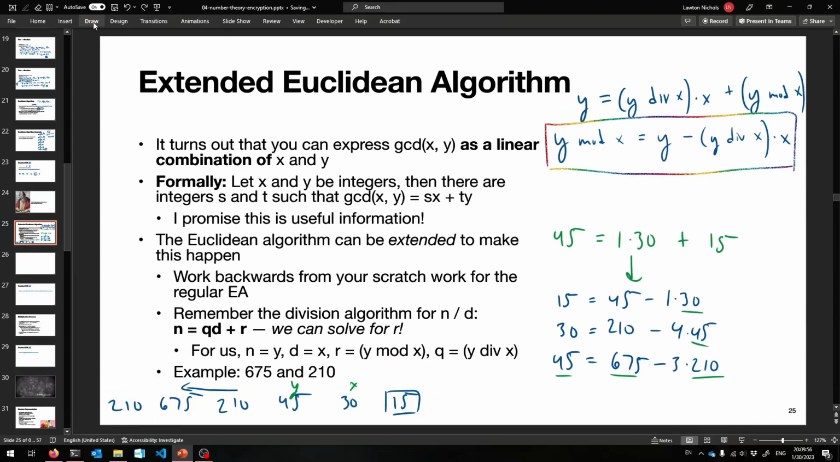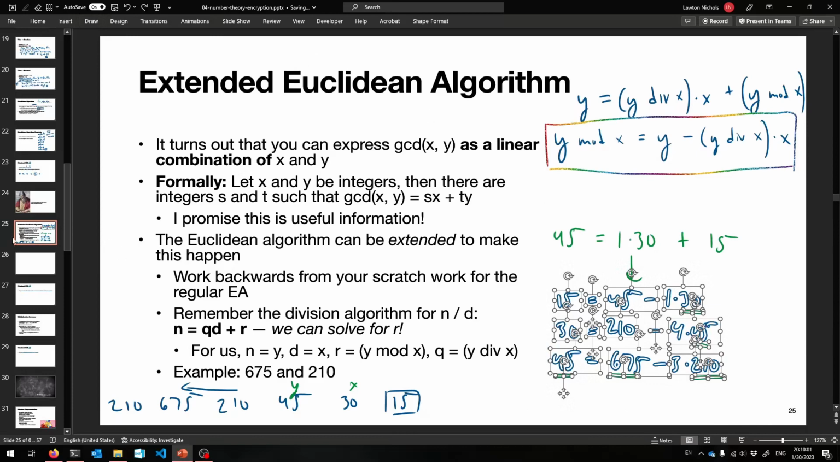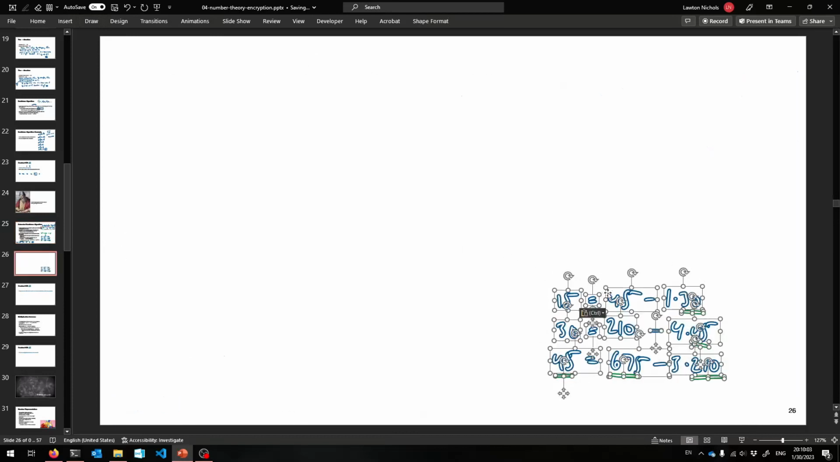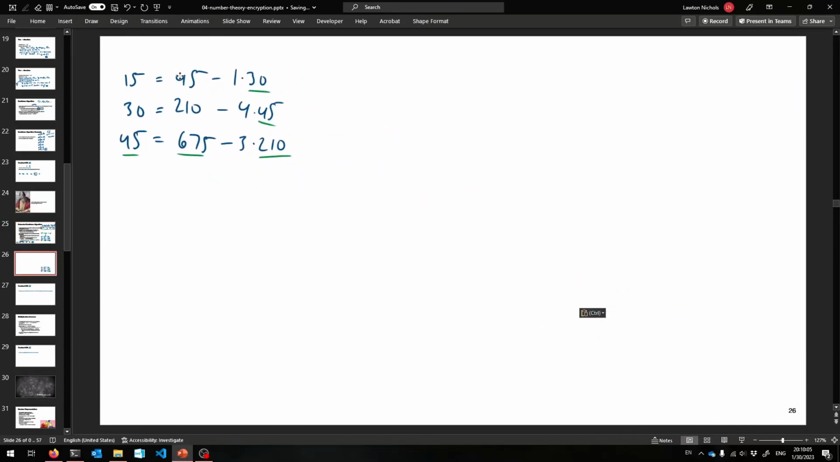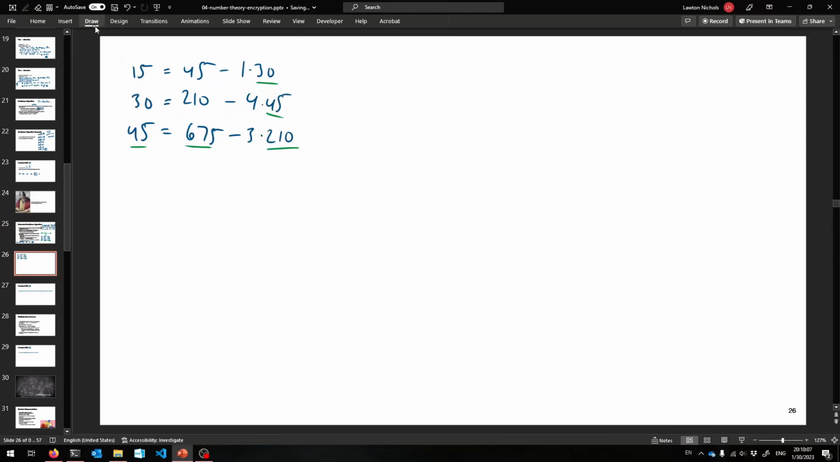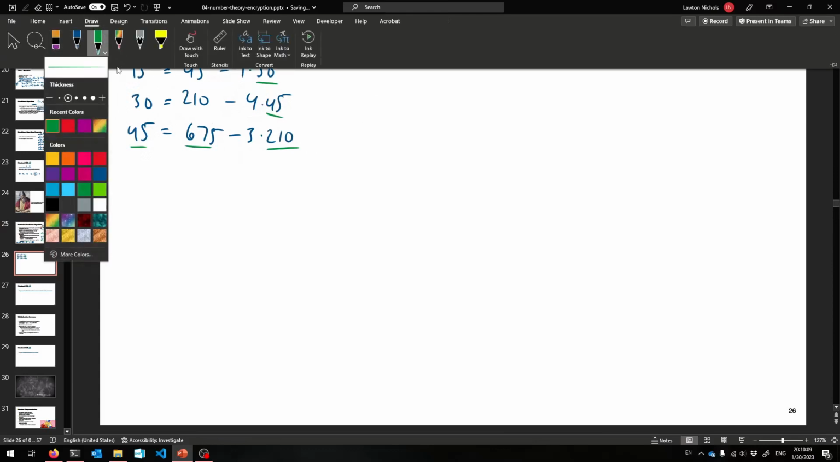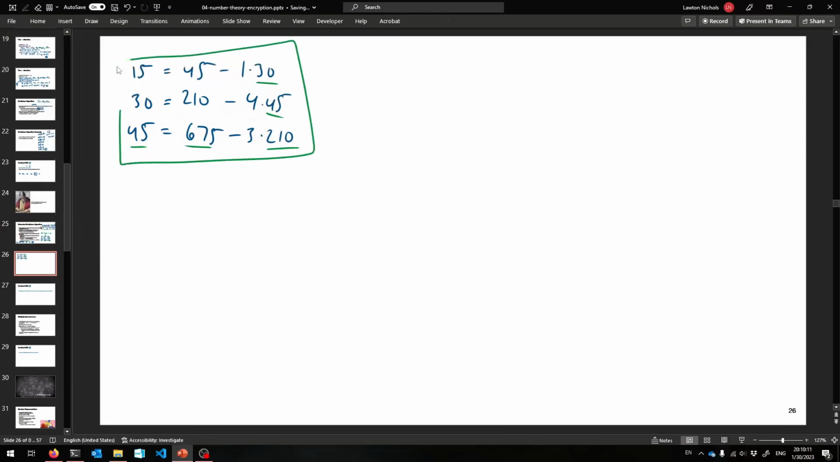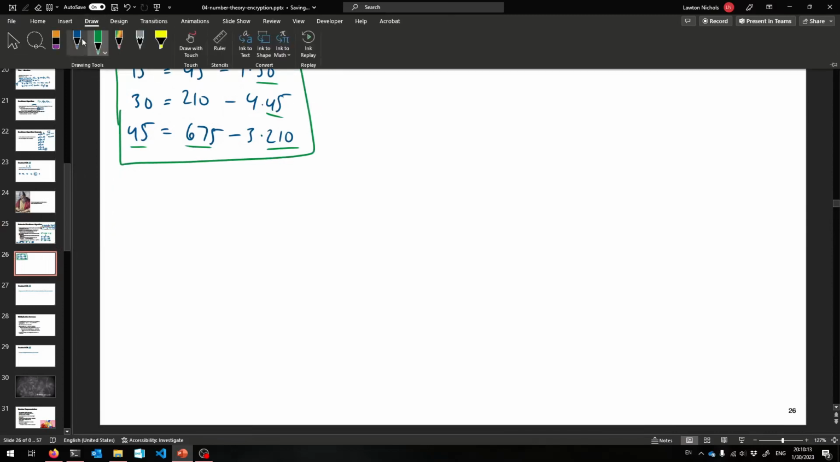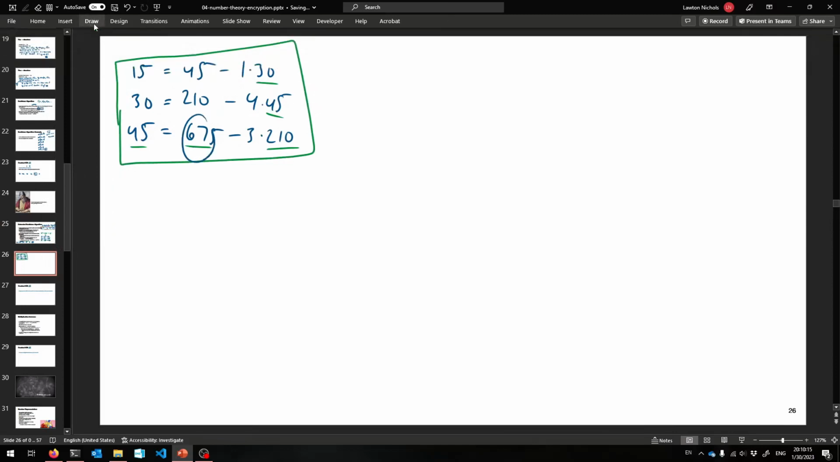All right, so let me walk you through that. Let me take these, let me copy them. There's a lot going on here, but I'm going to try and highlight it for you as best as I can, and then I'll have you try it. So plenty of examples. So those are the equations we found are true, and we want to involve 675 and 210 and have that give us 15. All right, so that's where we're going with this.